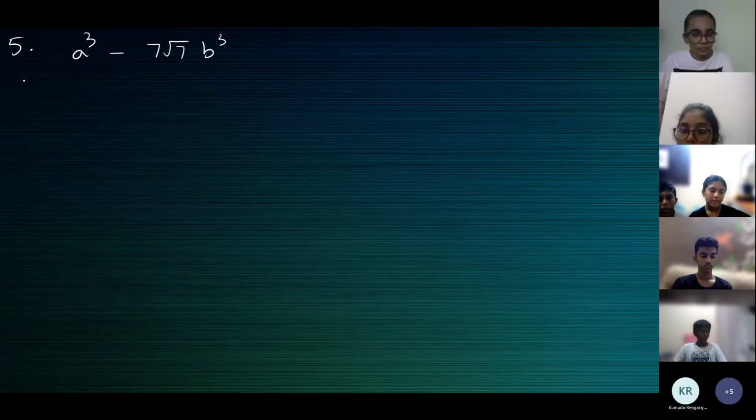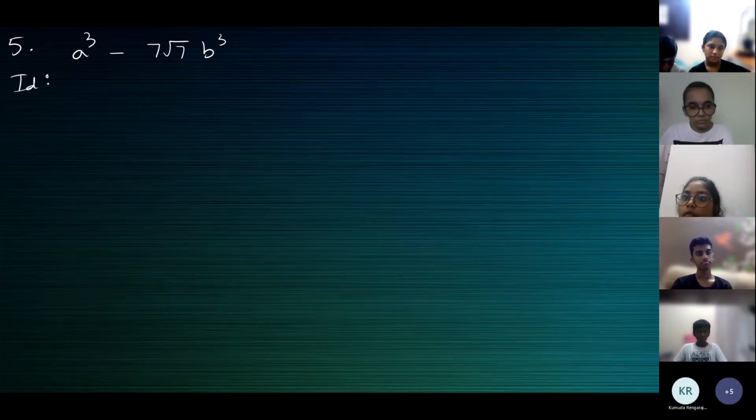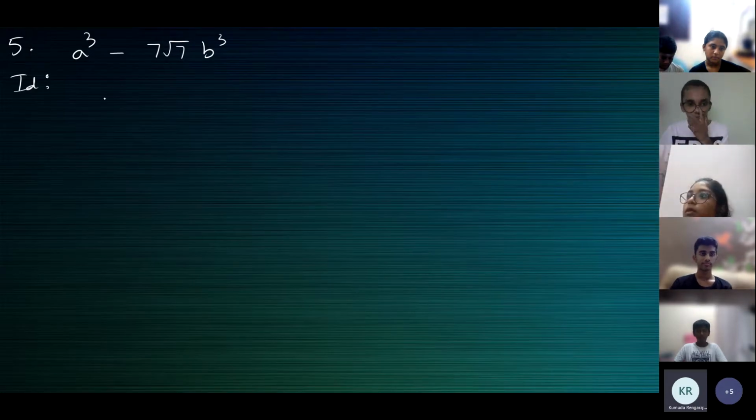5th one. How many terms? Only 2 terms, and both the terms are perfect cubes. So what's the identity? A cube minus b cube. Yeah, but since the question has x and y in it, we'll write the identity using x and y.